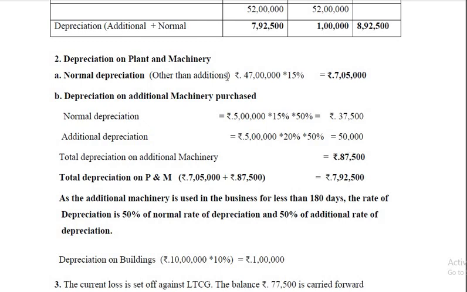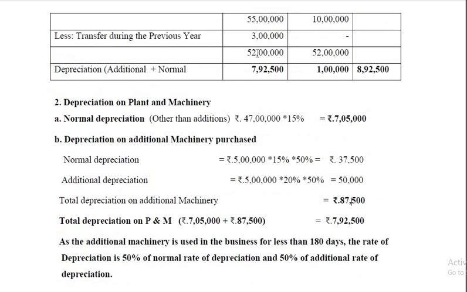Now you have to calculate the depreciation on the balance of written down value. So out of 52 lakh, 5 lakh is to be excluded. So remaining amount is 47 lakh. On that, for the full year, 15%, so that comes to 7 lakh 5,000. So 7 lakh 5,000 plus 87,500 together 7 lakh 92,500. 7 lakh 92,500 is brought here.